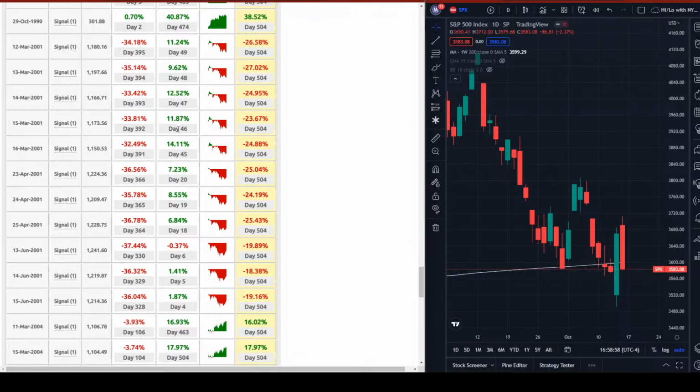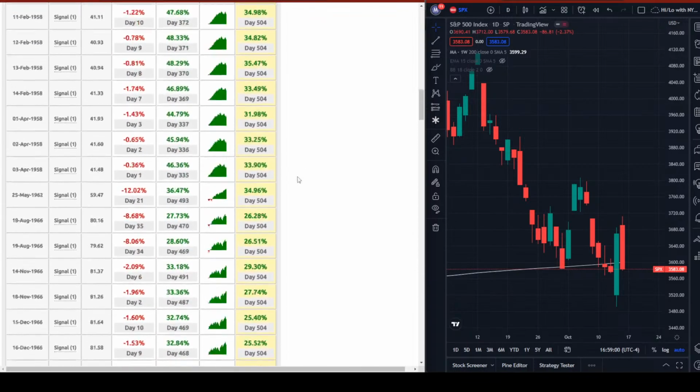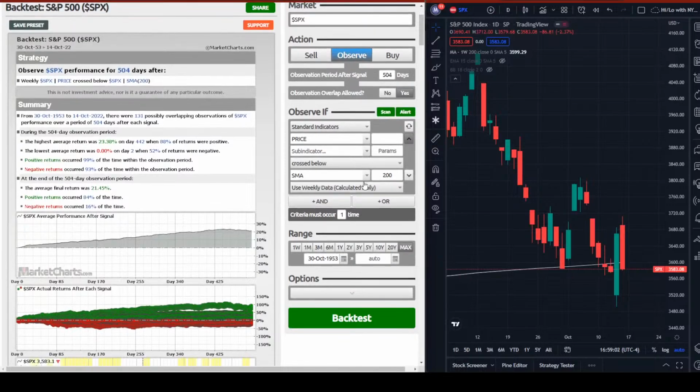Now let's think a little bit more long term. Let's think about 10 years. Most investors are savers. They're long-term investors. Most people just stash away money in a 401k and continuously buy. So let's look at 10 years. 10 years will be 2,520 days. What is our performance in 10 years?